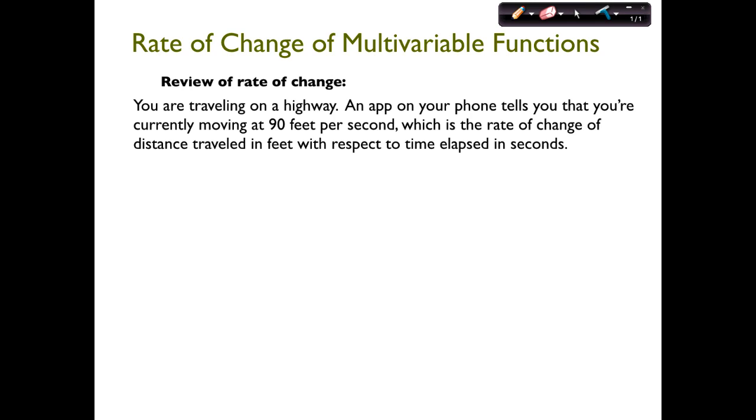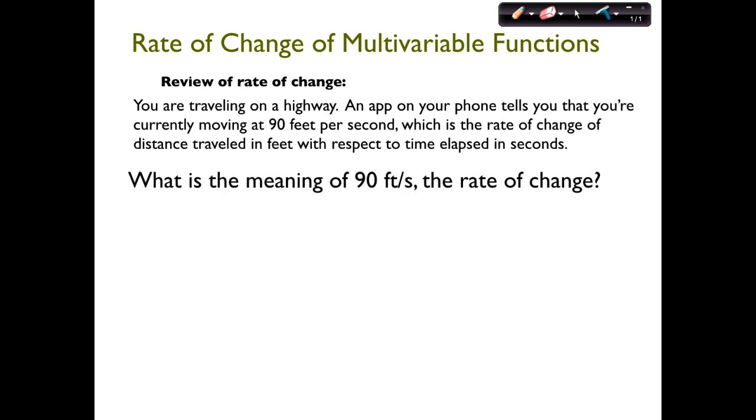Okay, so we're on a highway, and the app on our phone tells you that you're currently moving at 90 feet per second. And that's a rate of change. It's a rate of change of distance in feet with respect to time. So I want you to tell me, what is the meaning of that? The rate of change of distance with respect to time. What does it mean going 90 feet per second?